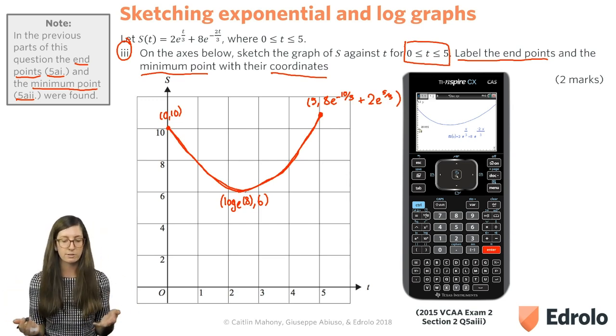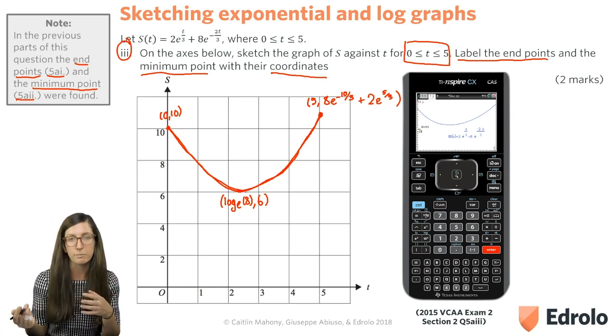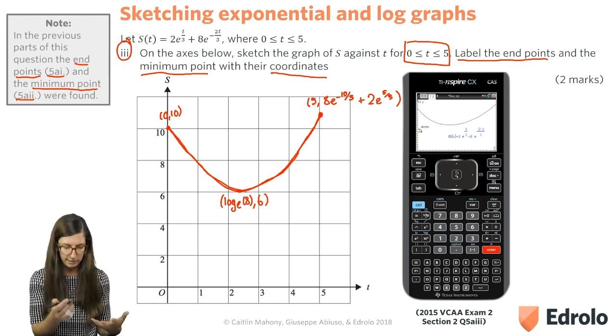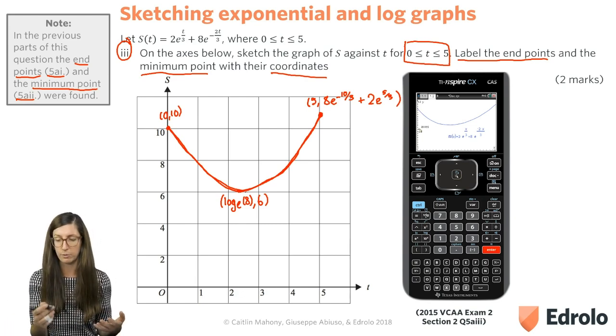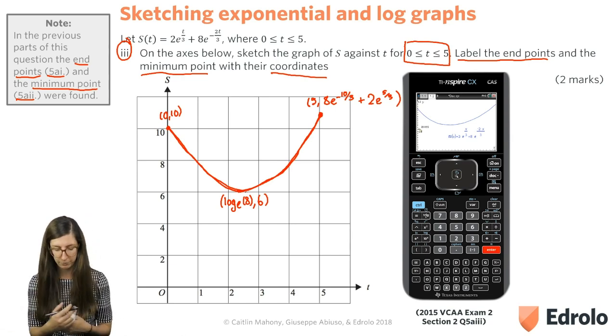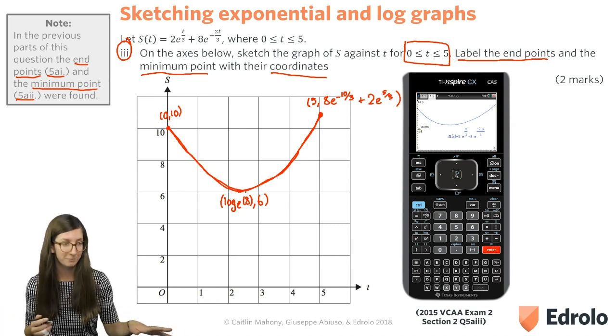And then when you do a question like this, I would encourage you to read over it when you think you're done and just make sure you've included everything they've asked for. So have we sketched the graph? Yes, we have. Labeled the endpoints? Yes. We've got the minimum point? Yes, and they're all written in coordinate form. Perfect. That looks like a fully completed question, and we're done.